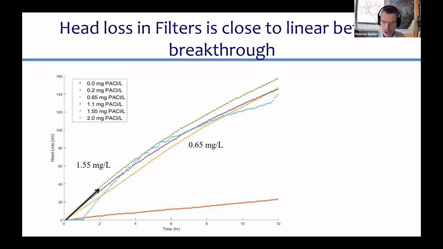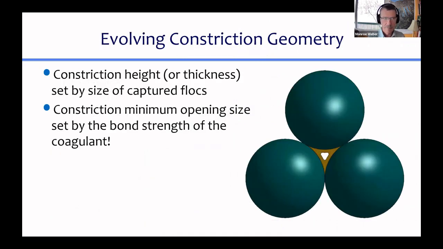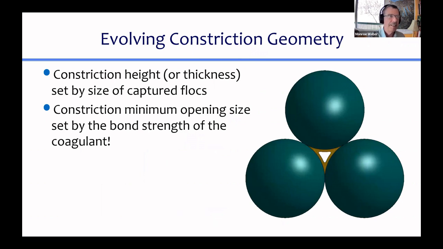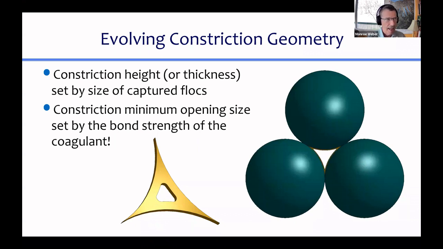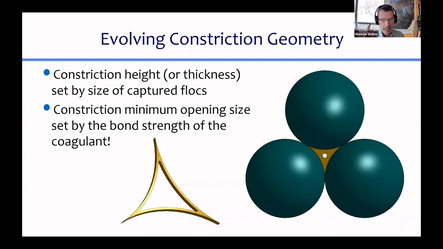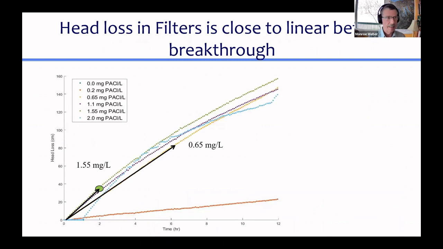Like in the previous slide, I showed you this, constrictions getting smaller and smaller. That process of constrictions getting smaller and smaller has a very non-linear effect on head loss, right? As this constriction is getting smaller, head loss is super rapidly ramping up because the velocity going through that pore, that hole, is increasing fast, and the head loss goes with the square of the velocity. So that is a very nonlinear process. And yet here we get this linear head loss with time.